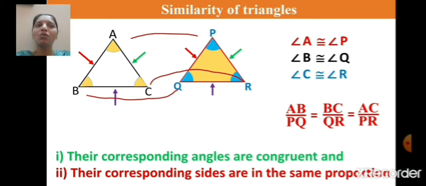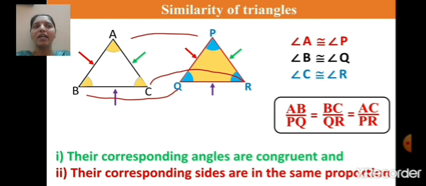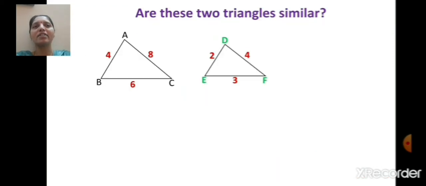When you fulfill these two conditions, only then can you say that triangle ABC is similar to triangle PQR. Are you getting this? Now let's understand this with the help of an example. Here I have given you two triangles, triangle ABC and triangle DEF. AB has length 4 centimeters, or 4 units you can say. BC is 6, AC is 8 units.